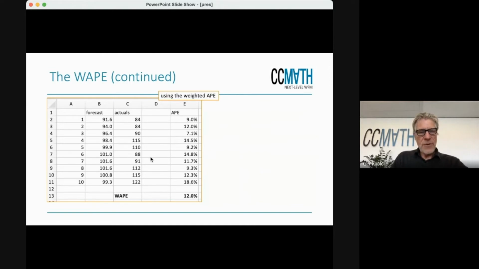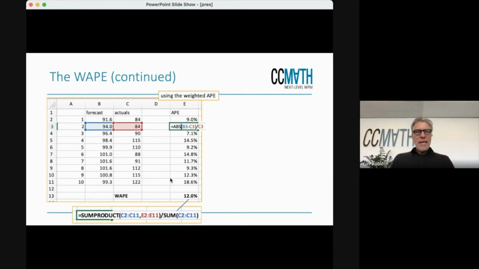Here I did the calculation using the weighted APE. In this E column, this is really the APE, but in Excel. So the absolute value of the difference between the forecast and the actual, divided by the actual. And then you have to weigh according to the actuals. And weighing in Excel is a SUMPRODUCT. Be aware that I have a decimal point, so I have a comma as separator. If you're European, you might have a semicolon here, but Excel will give you an error if you do it wrong. Here I have a SUMPRODUCT between the actuals and the APEs, and I divide by the sum of the actuals, and then I get 12%.